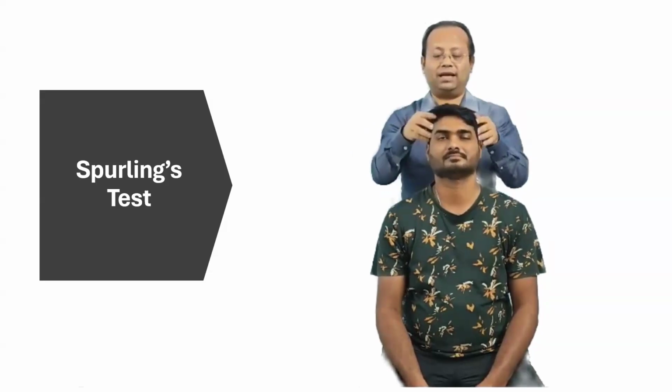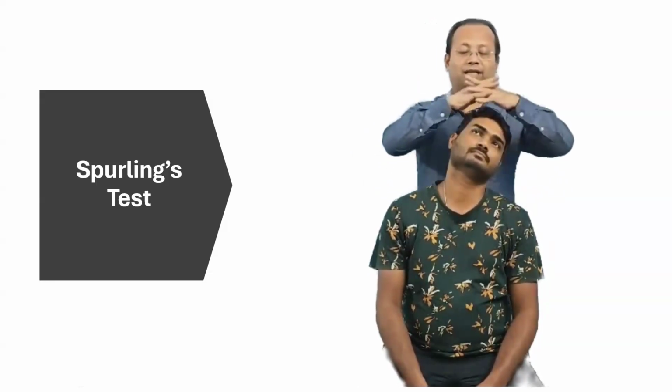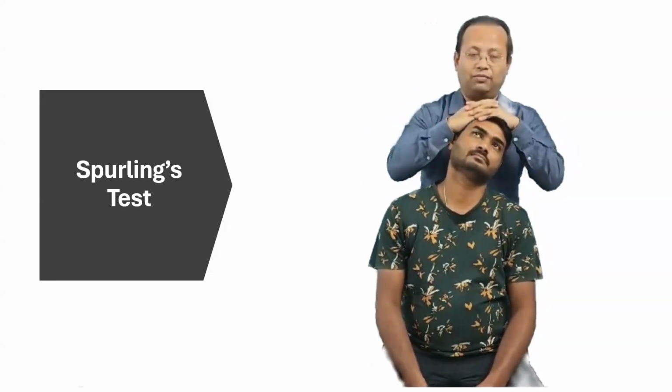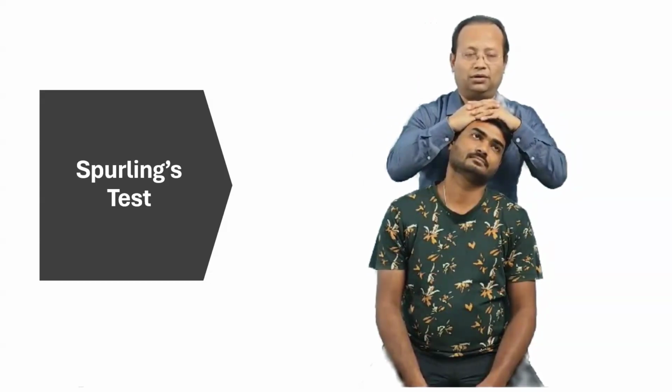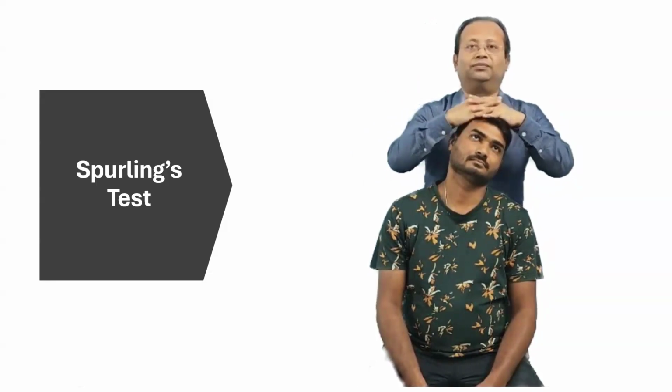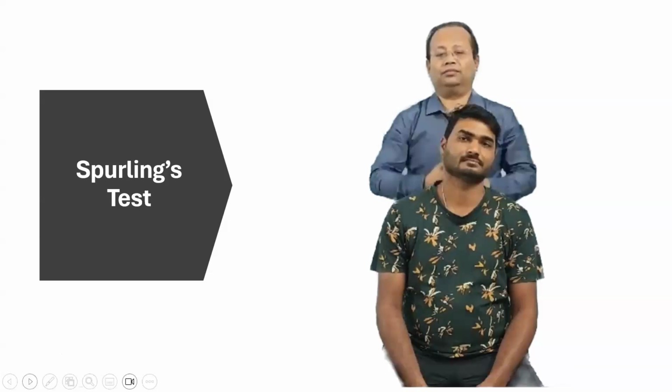And the same thing again: I will go to the neutral position, do an extension, and then bend to the left side, and then again I can put an axial compression on his head. On giving this compression pressure, if there is production of pain on the left side, then there is a foraminal nerve root compression on the left side. So that is the Spurling's test. This is basically to increase the pain.